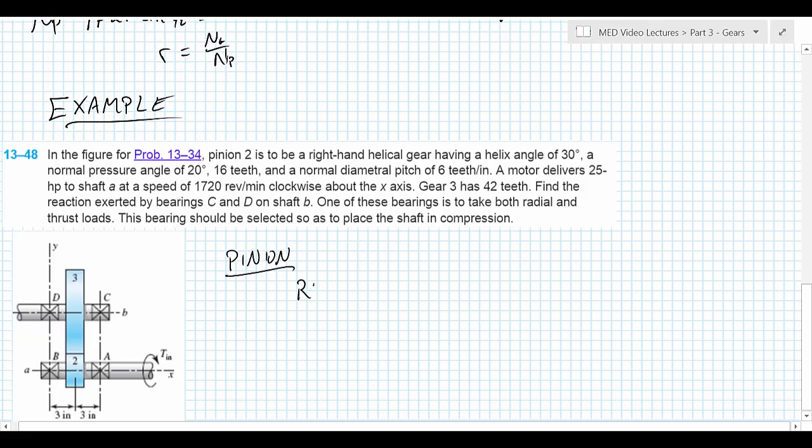It is right-handed. It has a helical angle of 30 degrees, a normal pressure angle of 20 degrees, and 16 countable actual teeth. The normal pitch is 6 teeth per inch.